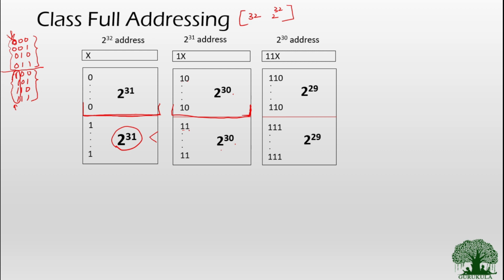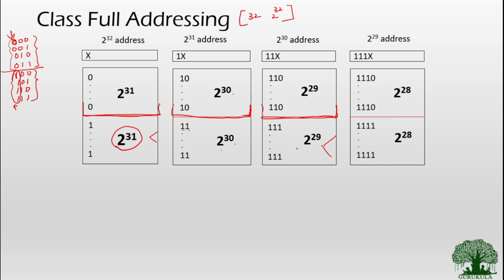So giving 3 bits for grouping, I will have 2 to the power 29. Again, the bottom part has to be further classified into 2. I am not altering anything in the upper part. The upper part of the block is kept constant, and I am just dividing this 2 to the power 29 further into 2, so that I will end up with 2 to the power 28 addresses. Now what you can see is this particular upper part alone.